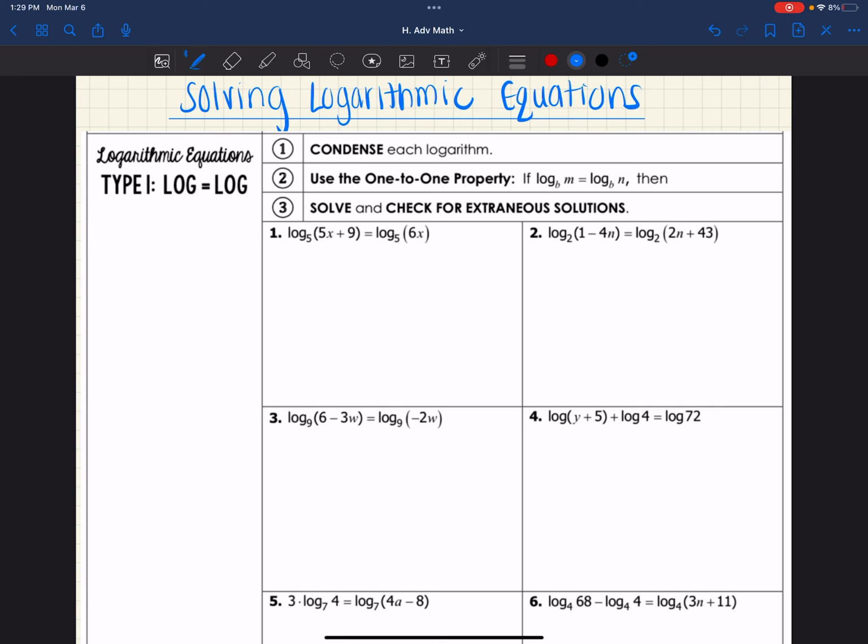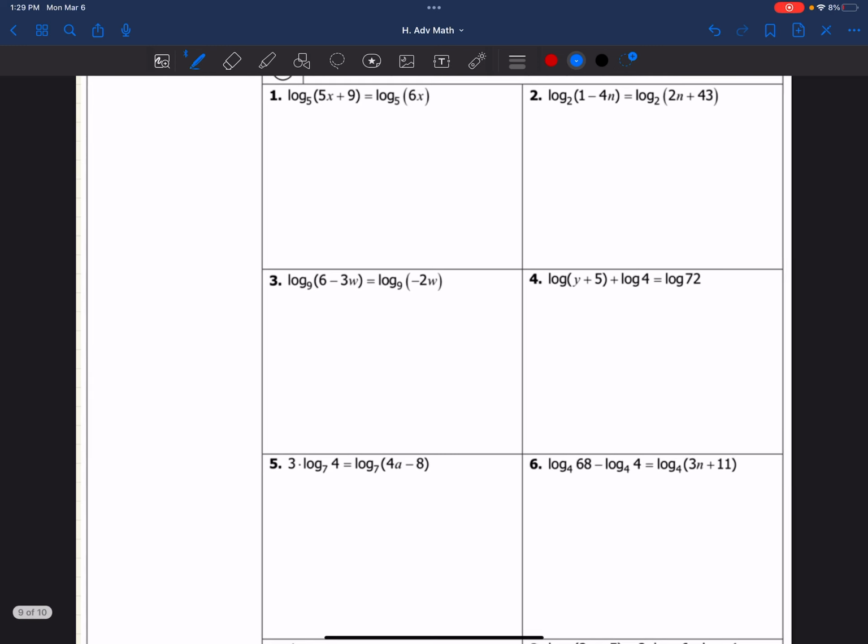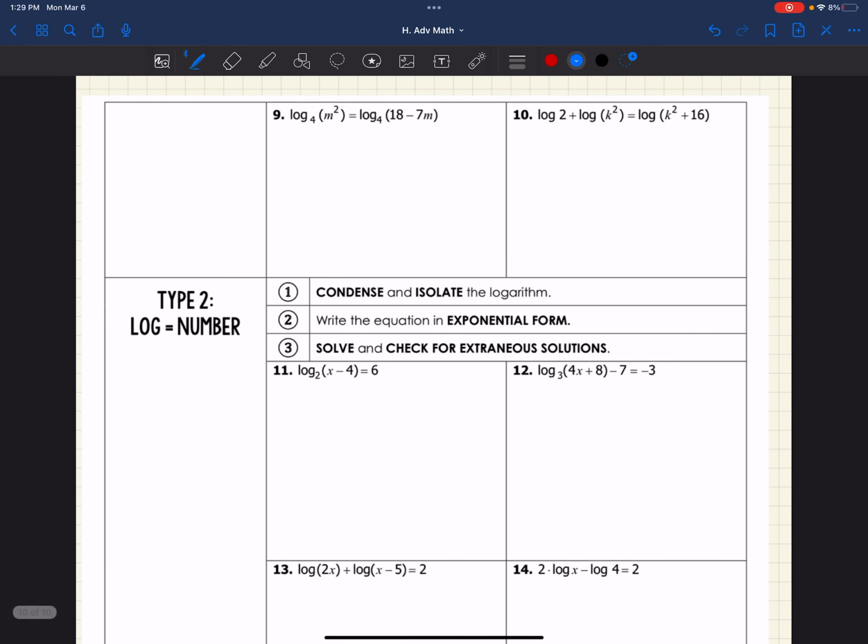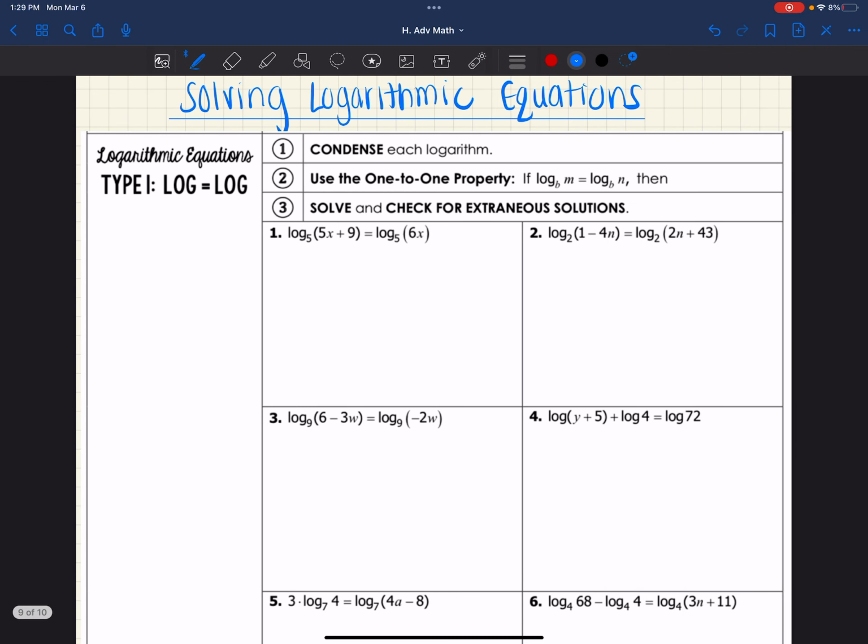Now, there are two types. There's the type where you have a log set equal to a log, and then there's the type where you have a log set equal to a number, and the steps to solving those are different. So I will do about 2 questions from type 1, and then I'll do 2 from type 2. I won't have you do the rest for homework since this lesson is a quick one. Just do the ones that I do in the video, and then tomorrow in class on Tuesday, I'll give you some in-class time to work on the ones that we don't finish here.